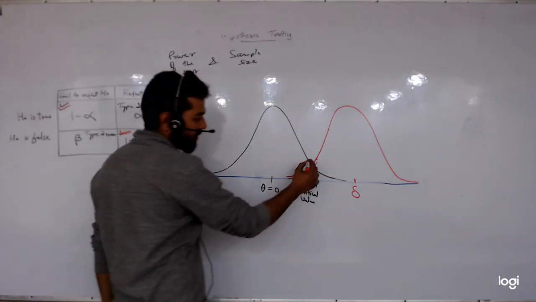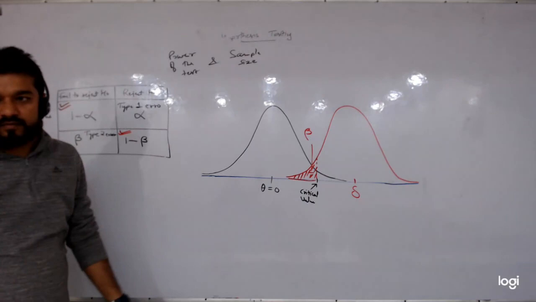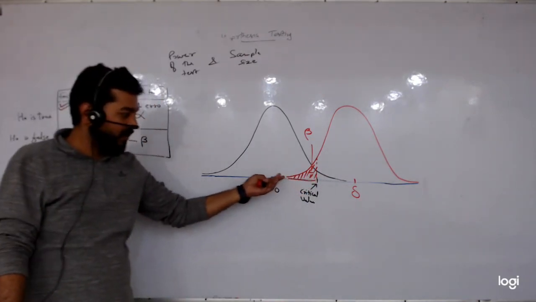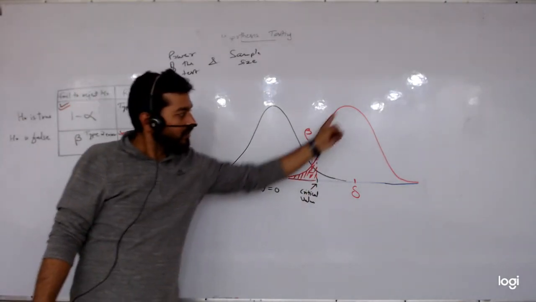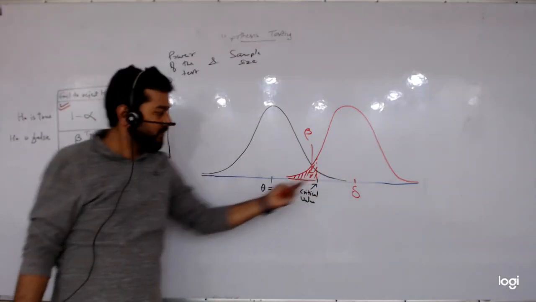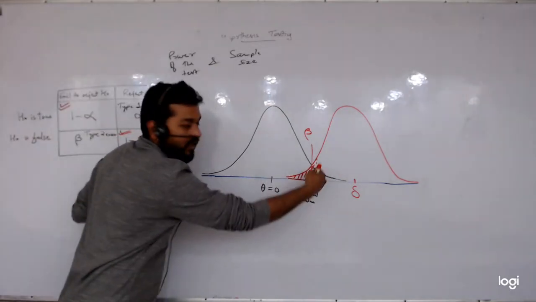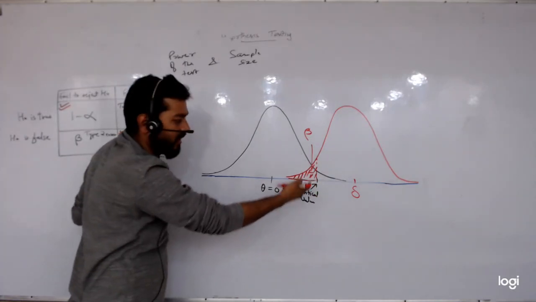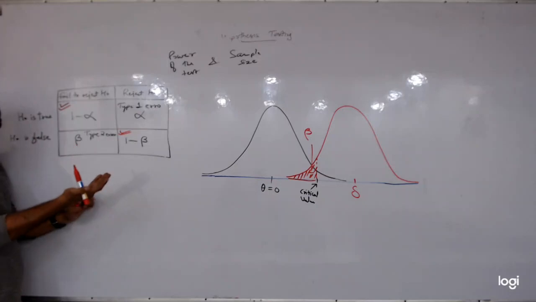This area is beta. The probability of values ending up here, even though this is true, that is beta. Area under this true density curve now. Type 2 error, it's false. Ideally, the value should be away, close to here, away from here, but things are not always ideal. It ends up here, we fail to reject it. Okay, that is beta, that is type 2 error.